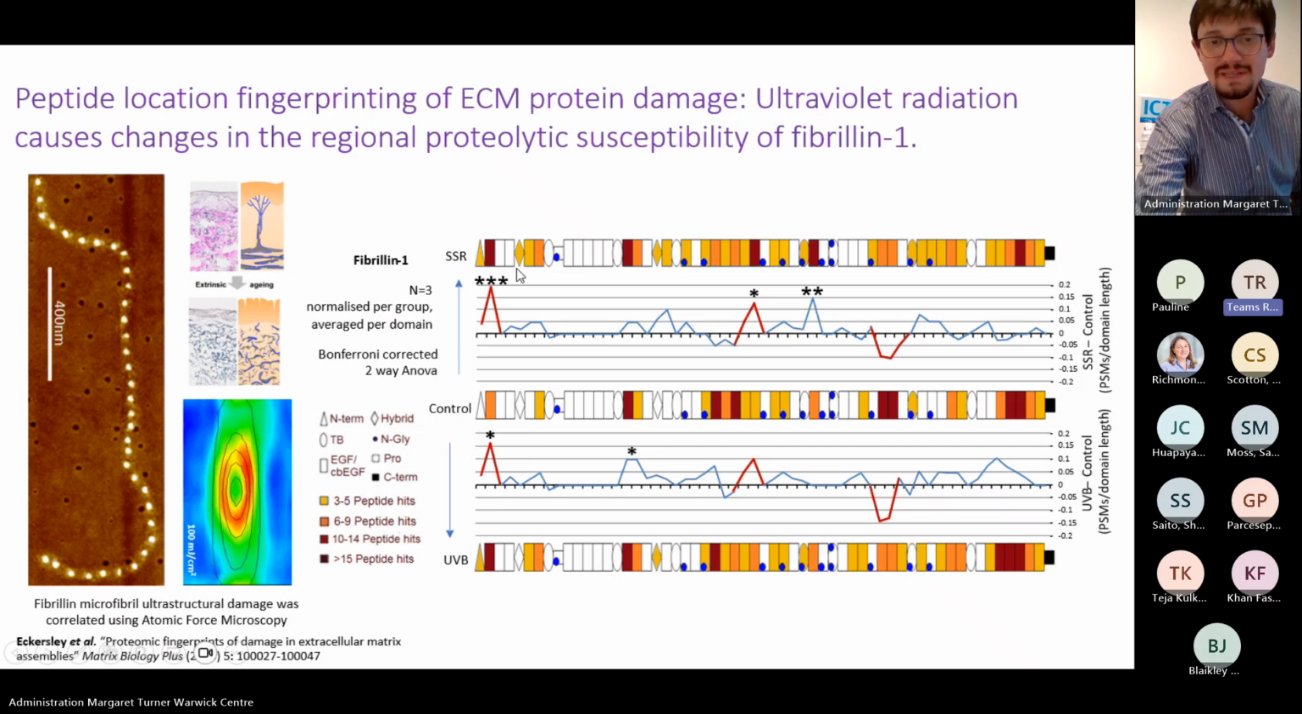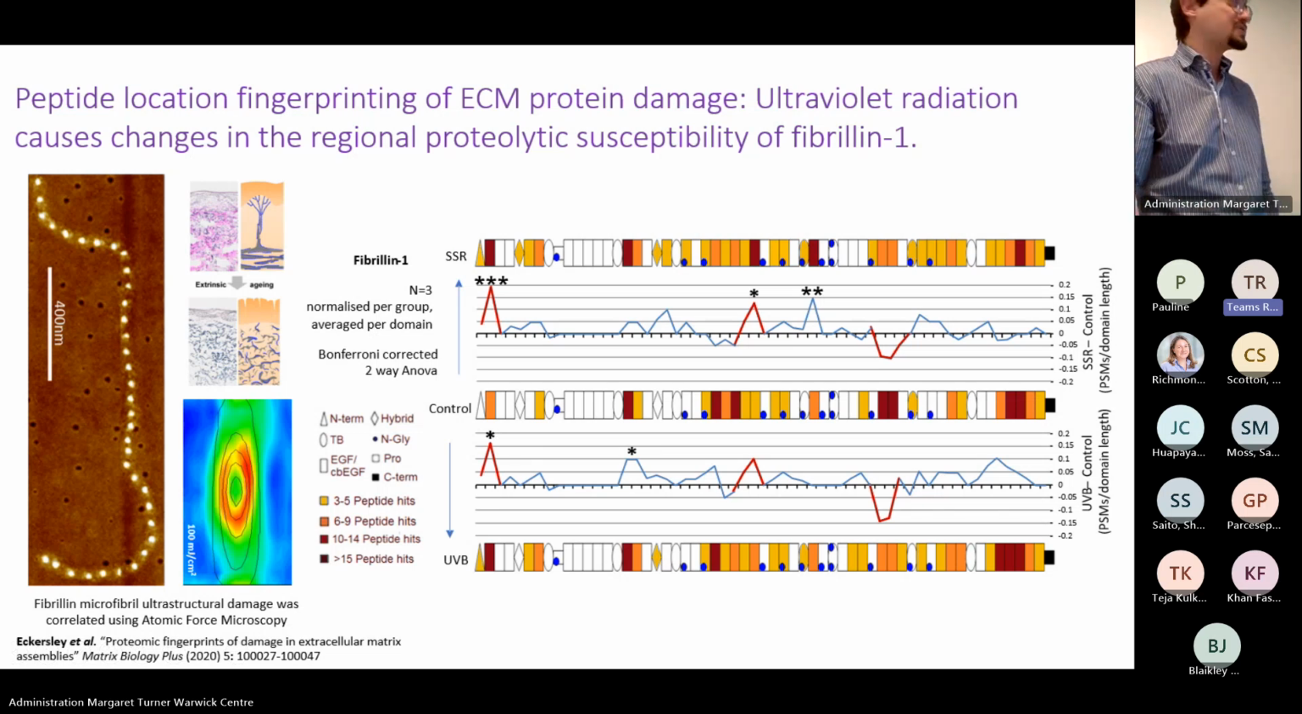And so what we found is, if you look at irradiated fibrillin, so solar-simulated radiation versus control, you see that there are these changes in peptides being yielded across the structure. If you irradiate with a different waveband of UV, so UVB, which is the main waveband that causes sunburn, you can see that a lot of the same patterns recur.